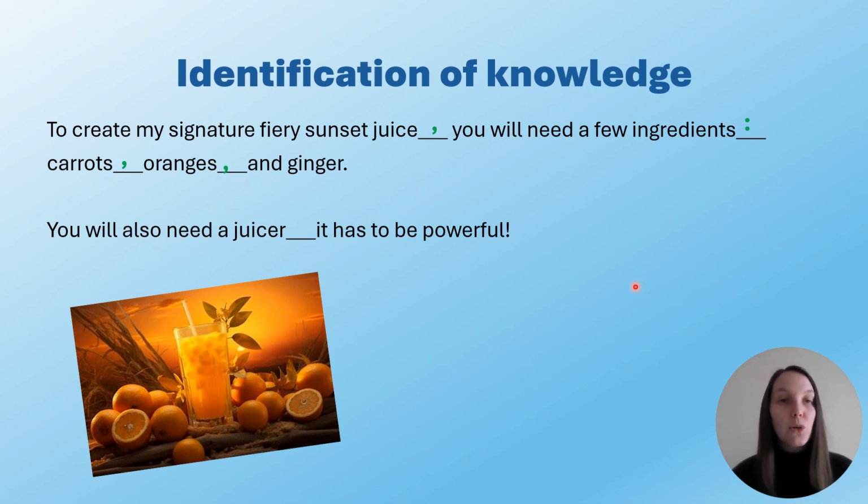And then lastly, we've got you will also need a juicer. It has to be powerful. So we've got two independent clauses here that make sense on their own. You could have a full stop in the middle, but because they are closely linked, this sentence, it has to be powerful, is closely linked with this sentence. You need a juicer because it's the juicer that needs to be powerful. So having a semicolon there is a really nice way to use it.